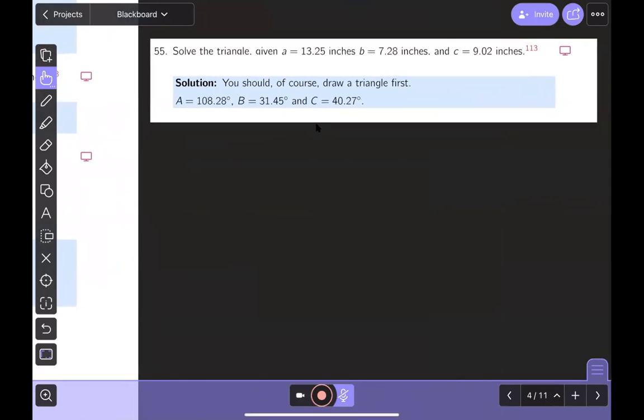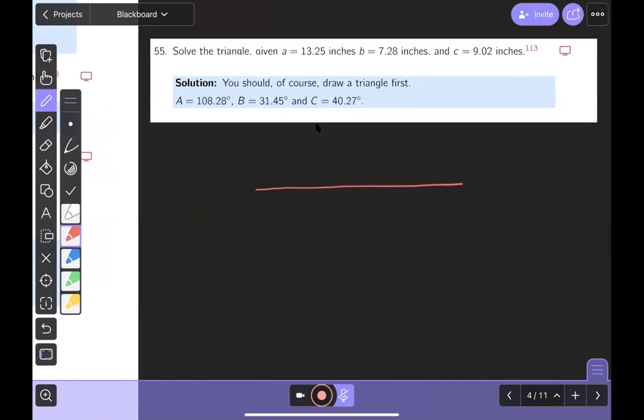All right. The first thing I would do in 55 is draw a picture of it. And let's put that down for you. Again, when I put a picture down, I'm not saying my pictures are terribly accurate, but I'm going to say this is side A. And what's side A? 13.25 inches. All right. And I'm going to say side B is 7.28 inches. And side C is 9.02.